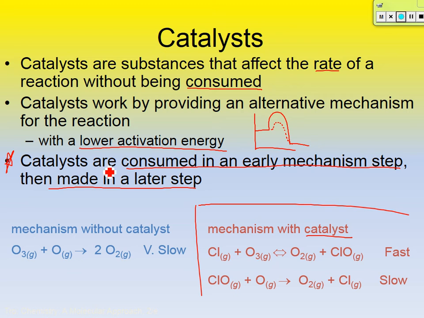Remember, go back to this definition. Catalyst is consumed in an early mechanism step, but then made back in a later step. So looking down here, I want you to identify which substance is your catalyst. Hopefully you're thinking to yourself, well, chlorine right here is being used up in an early step. It made it go fast. In a later step, what's happening is that chlorine is being remade. So it's consumed in an early step, but remade in a later step. I want you to look for that as we talk about and show you mechanisms today.